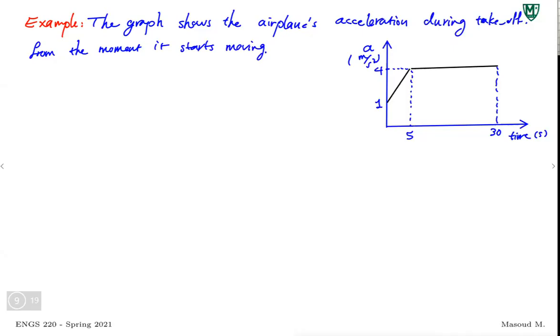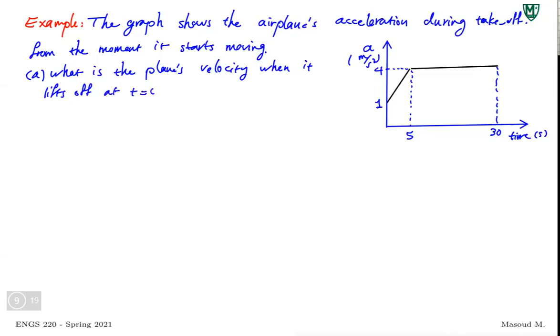Now, we're asked to find two things. A, we're asked to find the plane's velocity when it lifts off at t equals 30 seconds. Let's find this one first, then I'll put the second part.